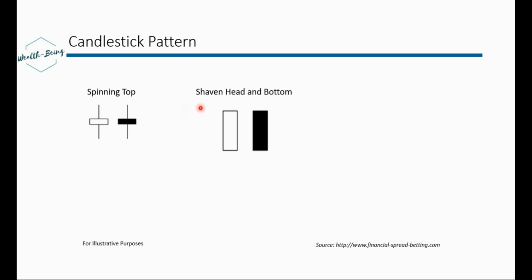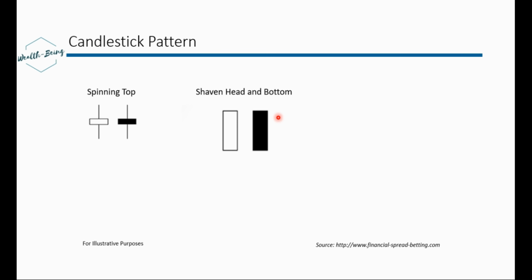whereas a long black or filled body with no shadow is a bearish shaven head and bottom. It is a very bearish candle, and it shows that sellers controlled the price action throughout the entire session. Likewise, it usually implies bearish continuation or bearish reversal.